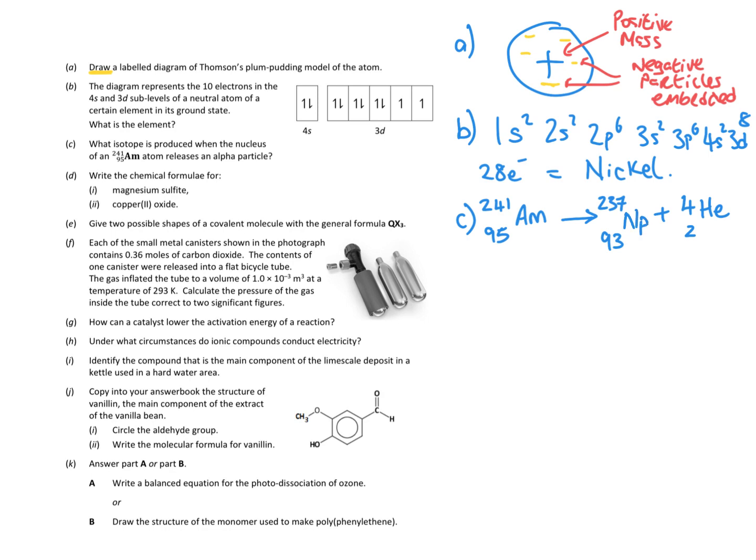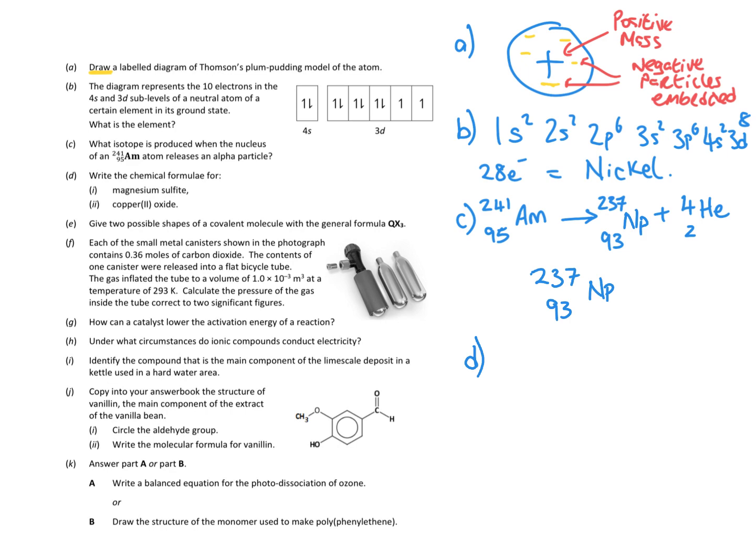So to answer this question, what isotope is produced when the nucleus of an americium atom releases an alpha particle? It is this: 237 93 neptunium. So that is your answer for part C, and it will be important to make that very clear when you're writing down your answers.